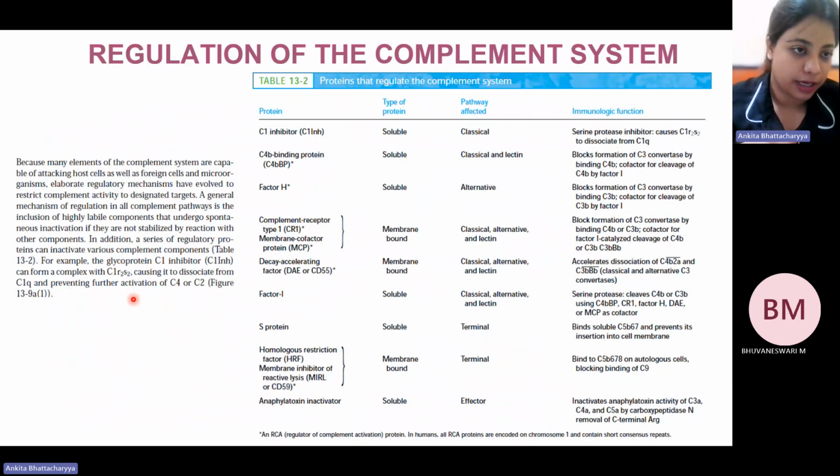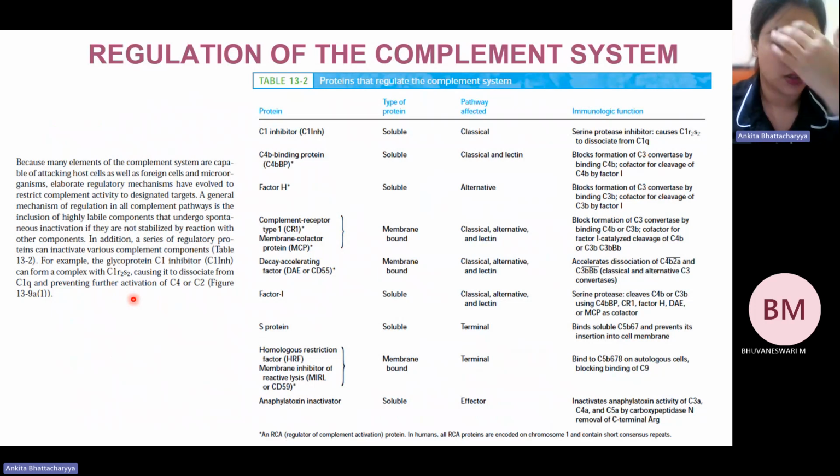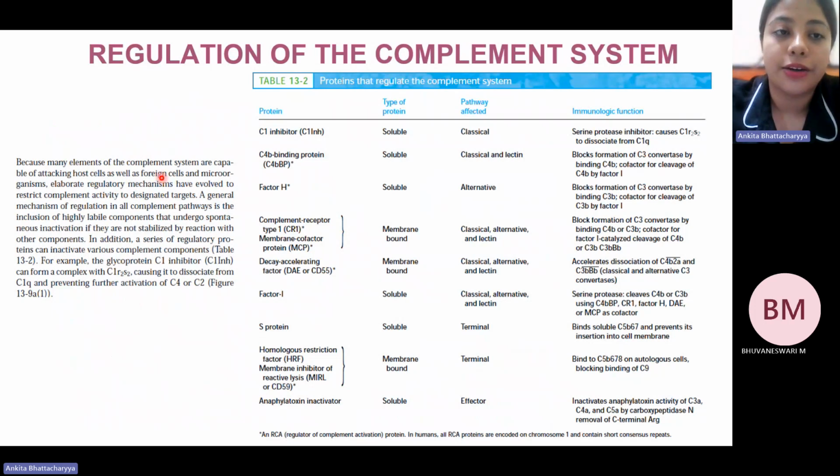So C1q is independently present, but C1R2S2 are not able to associate with it, and therefore the downstream pathway is not getting triggered. So the other proteins that regulate the complement system are as follows.